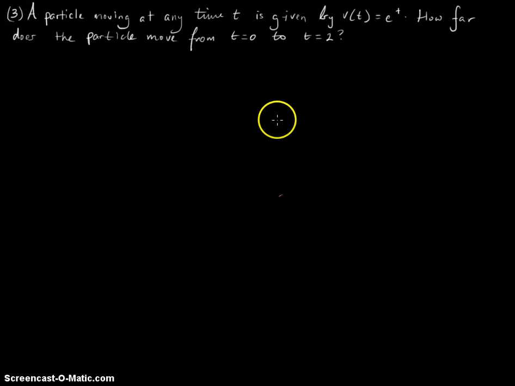A particle moving at any time is given by v of t is equal to e to the t, and v of t is just simply the velocity of the function. How far does the particle move from time equals 0 to time equals 2? So if you want to know the total amount of movement of the particle, we have to set up a definite integral from 0 to 2 of our function v of t dt, and this will be equal to the integral from 0 to 2. And what's v of t? v of t is just e to the t, and then dt.